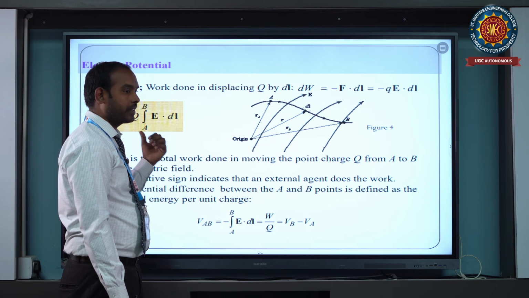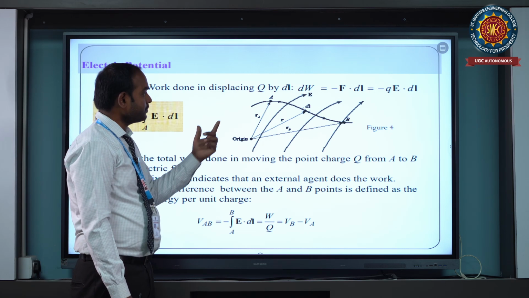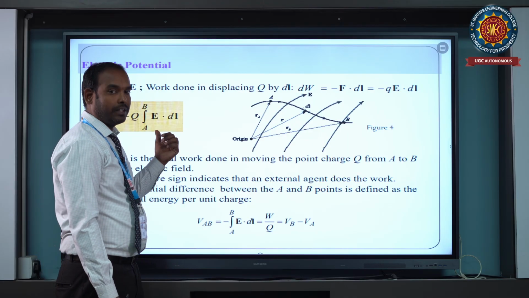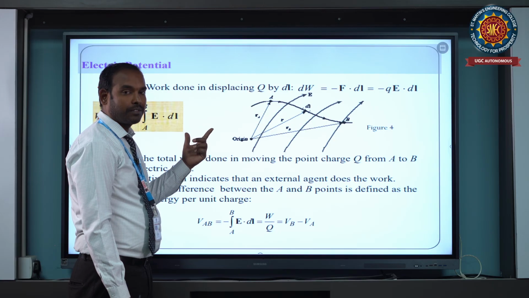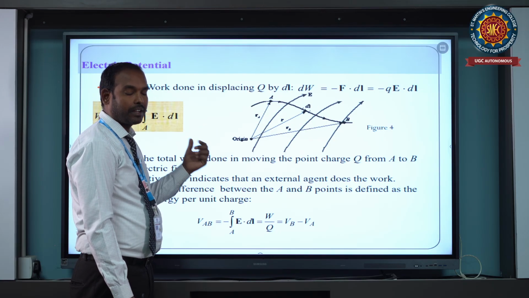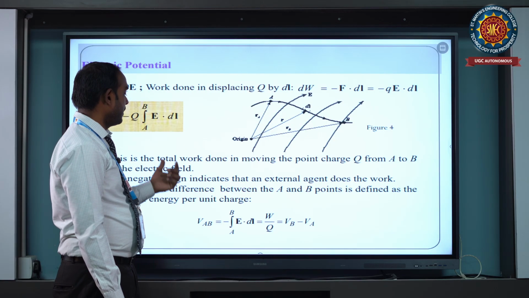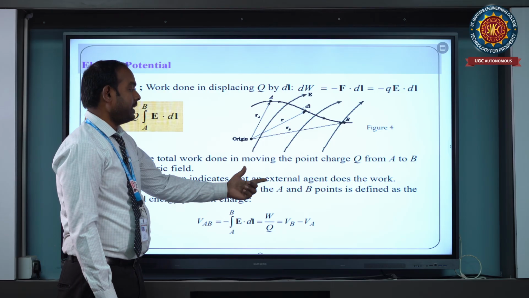It is the total work done on the charge from A to B in the field. Here the negative sign indicates that an external agent does the work.